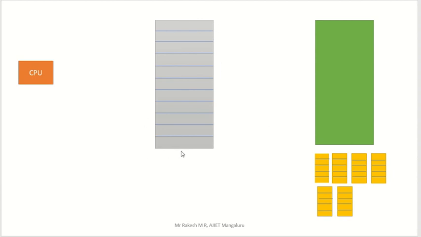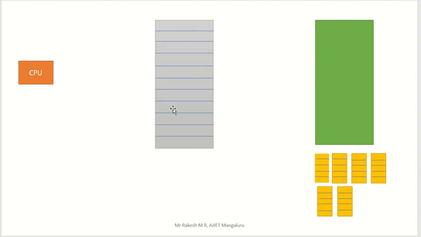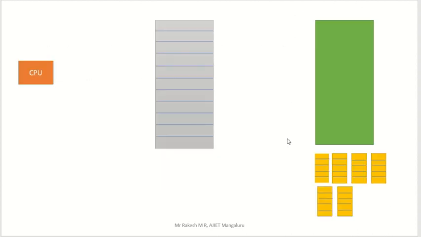This is your virtual memory. Virtual memory means, going back to the previous slides, virtual memory is a technique that allows the execution of processes that are not completely in the memory. You can see all processes are not here; only main pages we are going to take into main memory. One major advantage of this scheme is that a program can be larger than physical memory.